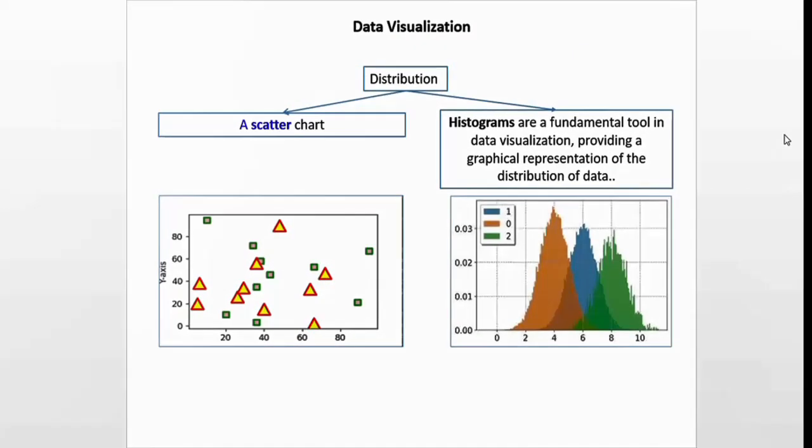And the next one is the distribution. In case of the distribution, we can use the scatter chart or the histogram charts. Sometimes we need the grouping of the frequency, or sometimes we need the grouping of the categories. So in that case we can use these histograms or scatter chart.